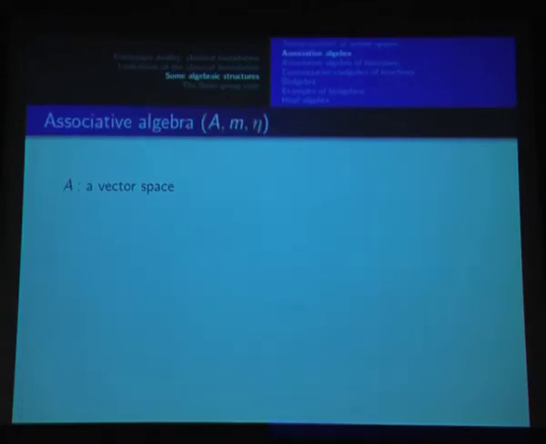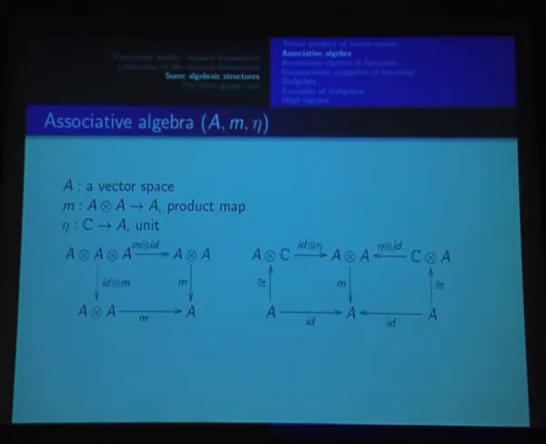So now we want to define the concept of an associative algebra. At this part, we will need quite a few algebraic concepts. So we want to define the concept of unital associative algebra. It could be defined much more easily, but we are doing this because then the definition of the dual object becomes easier. So A is a vector space and M is a map from A tensor A to A. It is called the product map, and eta is a map from C to A called the unit. And then these maps are required to satisfy the following kinds of conditions.